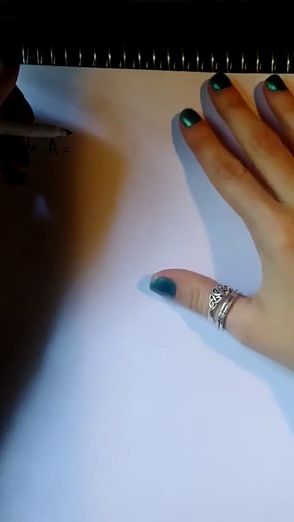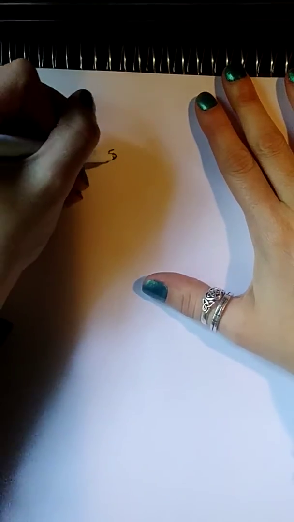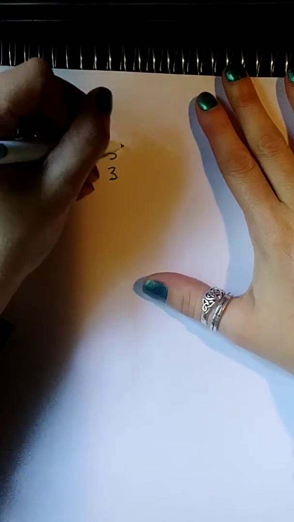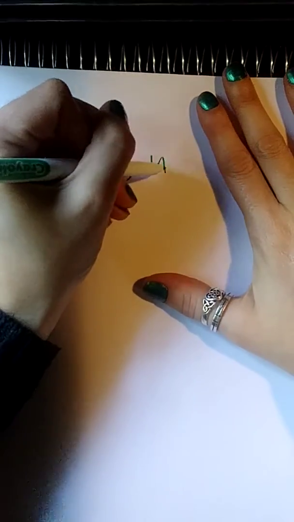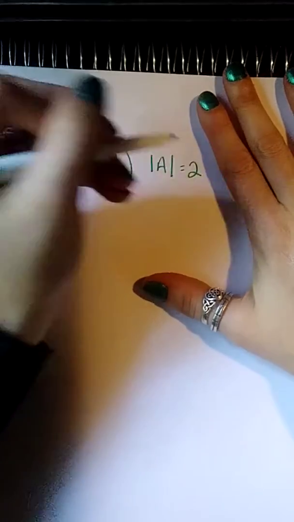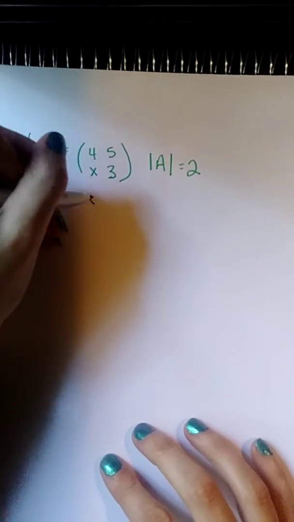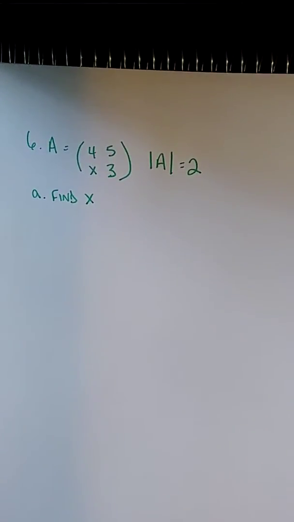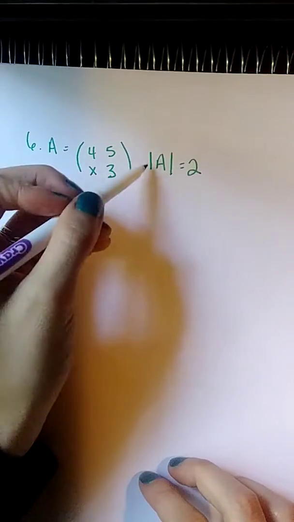Problem 6 is very similar. Problem 6 says A is 4, 5, x, and 3, and they've given us the determinant of A is 2. Now, the first question they are asking us is to find the value of x. So they gave us our determinant this time, and now we have to find a missing variable inside of our matrix. So let's use the information they gave us about the determinant.